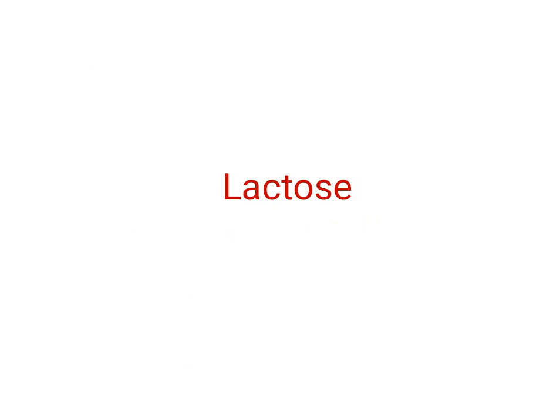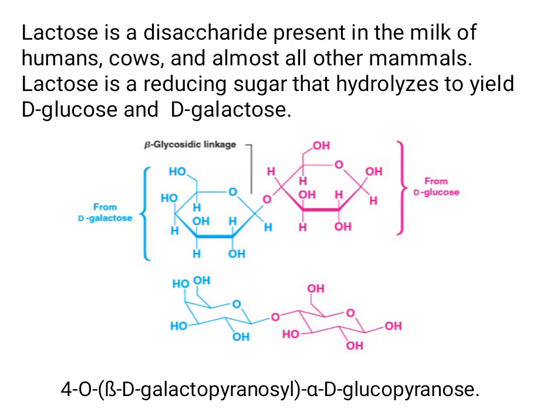Lactose. Lactose is a disaccharide present in the milk of humans, cows, and almost all other mammals. Lactose is a reducing sugar that hydrolyzes to yield D-glucose and D-galactose.